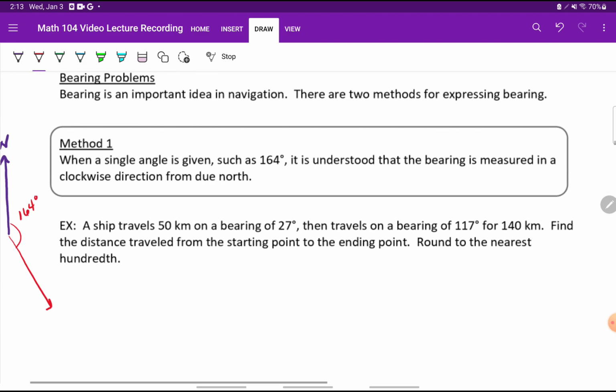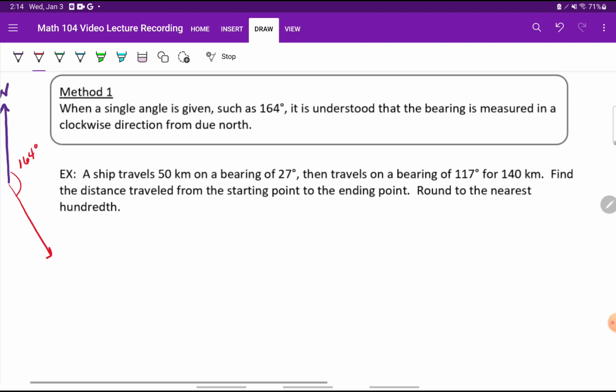All right, so we have a ship that travels 50 kilometers on a bearing of 27 degrees, then travels on a bearing of 117 degrees for 140 kilometers. We want to find the distance traveled from the starting point to the ending point. We'll round our answer to the nearest hundredth. We'll start with a good diagram.